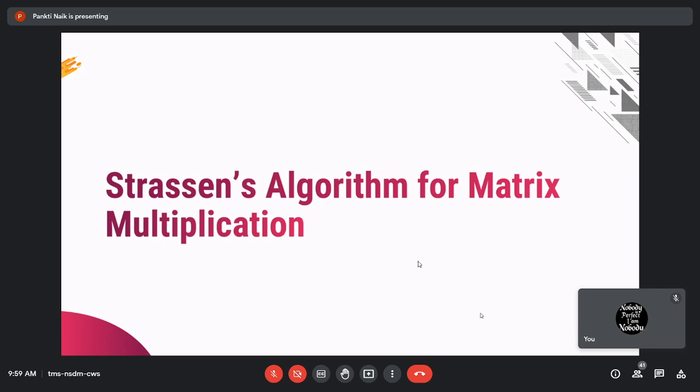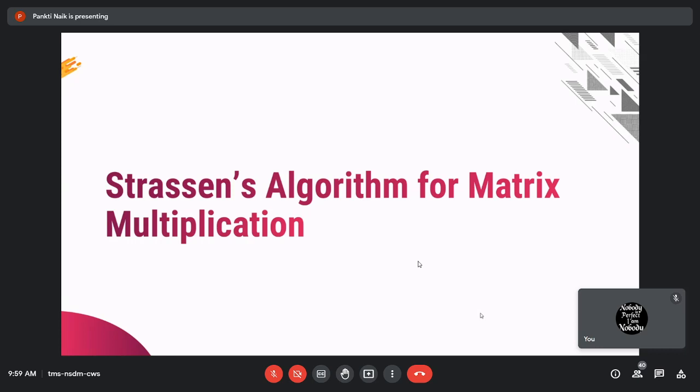Okay, so today we start with the next topic of this chapter, that is matrix multiplication, right? And for matrix multiplication, one algorithm is used in divide and conquer, using the divide and conquer strategy, that is Strassen's algorithm for matrix multiplication, right?